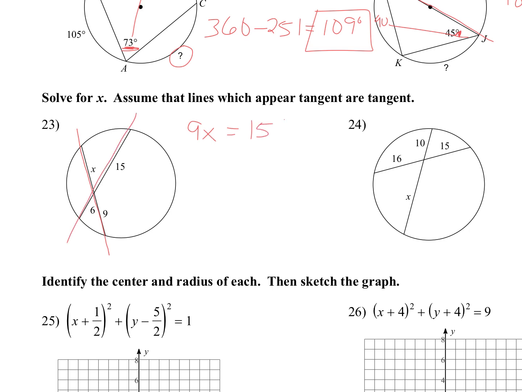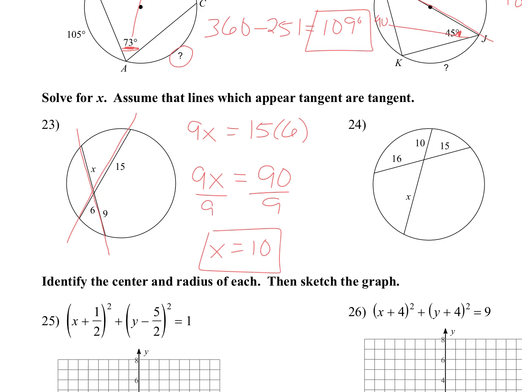6 and 15. Yep. So now solve. We have 9x equals 15 times 6, which is 90. And then what's my last step? Divide by 9. We get x equals 10. So make sure you put the correct parts together.